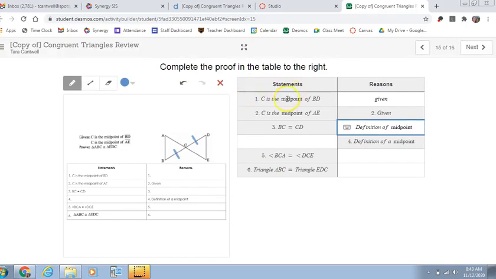Well, we had two statements about midpoints. We were told that C is the midpoint of BD, which means BD is being split into equal parts, BC and CD. And also we're told that C is the midpoint of AE. And so AE is being split into equal parts. AC is congruent to CE. So that's what would be our fourth statement right here. We would have AC is equal to CE.